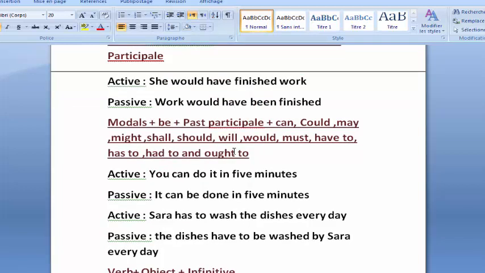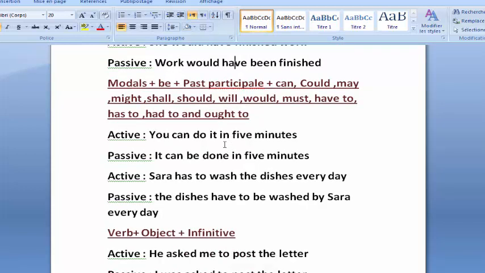We have modals plus be plus past participle: can, could, may, might, shall, should, will, would, must, have to, has to, had to, and ought to. We have two examples. The first one: You can do it in 5 minutes. Here we used can. Here is the passive one: It can be done. We use can and be, like the rule says. Done is the past participle of do.